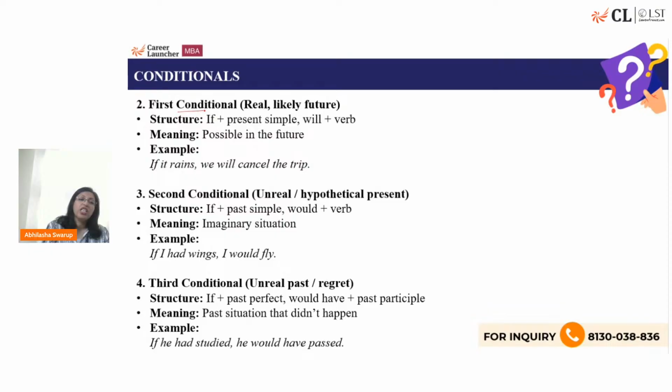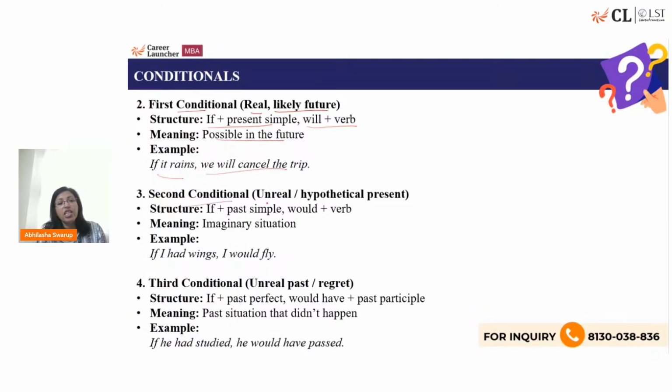The first conditional talks about real conditions which are highly likely in the future. The structure is if plus simple present, then will plus verb. This is something that is highly likely in the future. If it rains, we will cancel the trip.